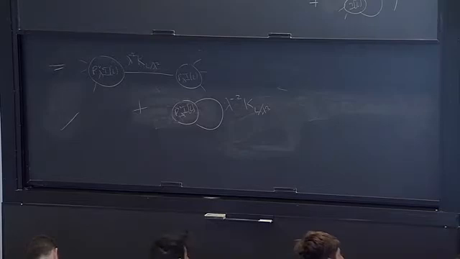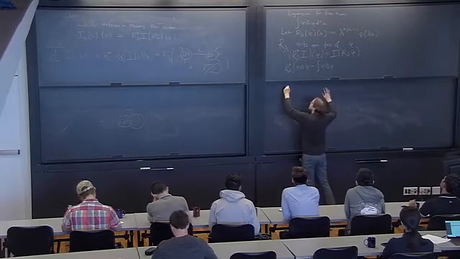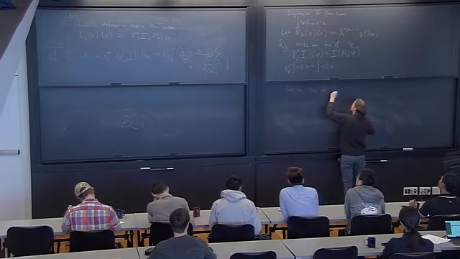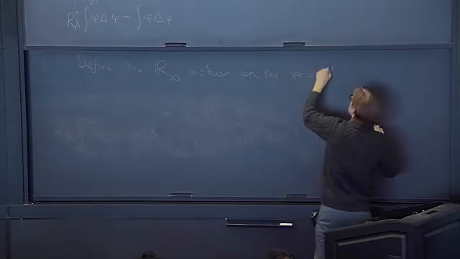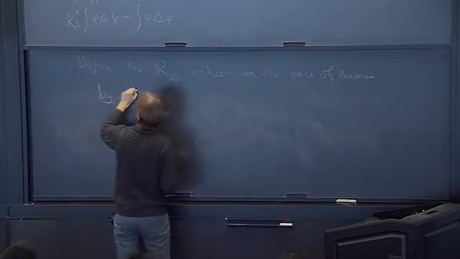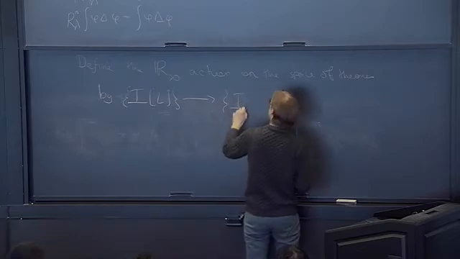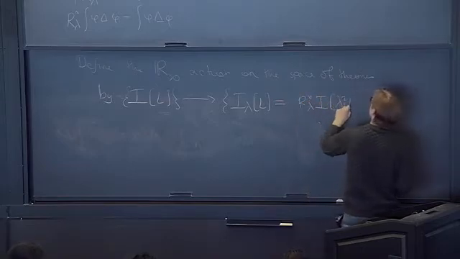So now we understand the flow on the space of theories. We start with one theory and then we produce a new theory by that formula. So we define the or greater than 0 action on the space of theories by I of L gets sent to I lambda of L, which is or lambda star I of lambda squared of L.